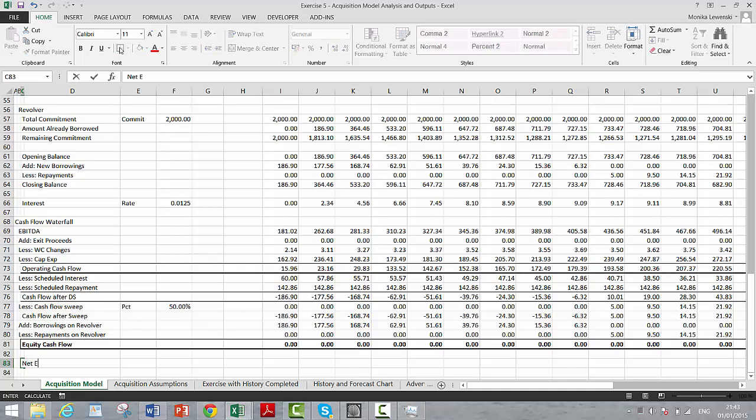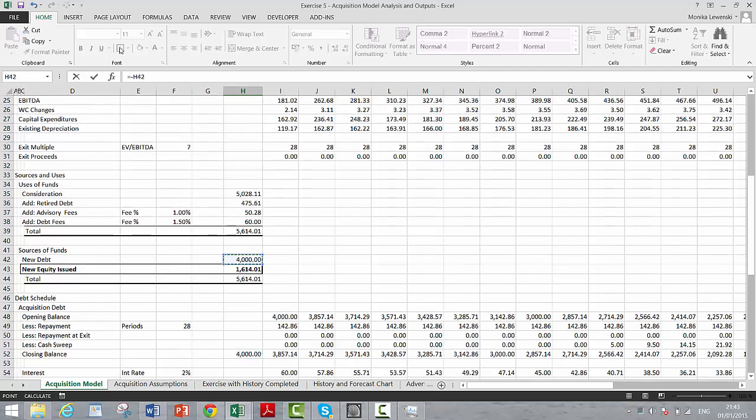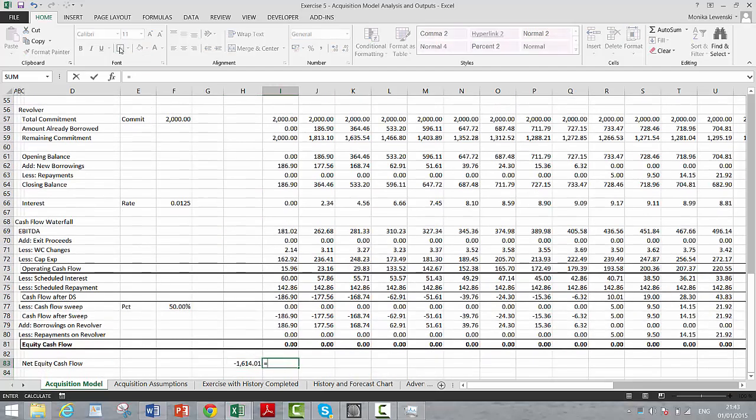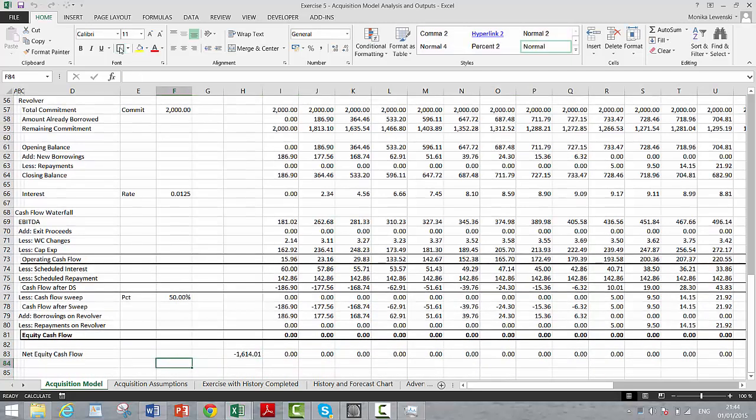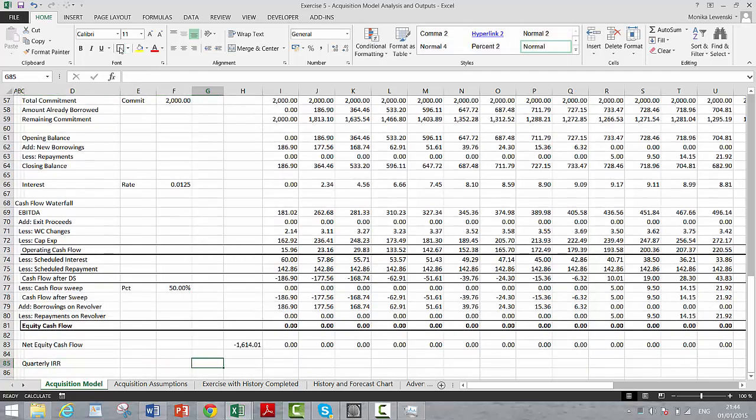So we put net equity cash flow, and in the very first period put a minus on the amount from the sources and uses, and then we put a positive on the rest of them, shift control R, and then we compute, if we want, we can compute a quarterly IRR. Do you think I was going to forget that and just put equal IRR? Okay, and that gives us 5%. That's a very good number.